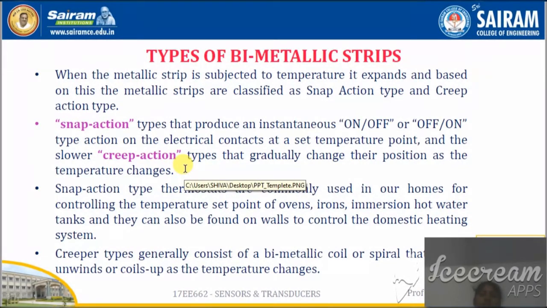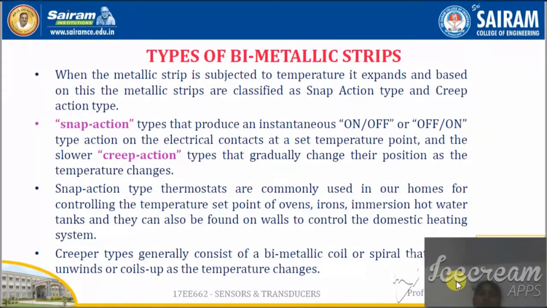When the material is subjected to temperature, it expands, and based on the expansion of the metal strip, these two actions take place. Snap action type thermostats are commonly used in homes for controlling the temperature set points of ovens, irons and immersion hot water tanks, and they can also be found on walls to control the domestic heating system. Whereas the creep type generally consists of a metallic coil or spiral that unwinds as the temperature changes. Based on the temperature variation, expansion takes place in the bimetallic strip.